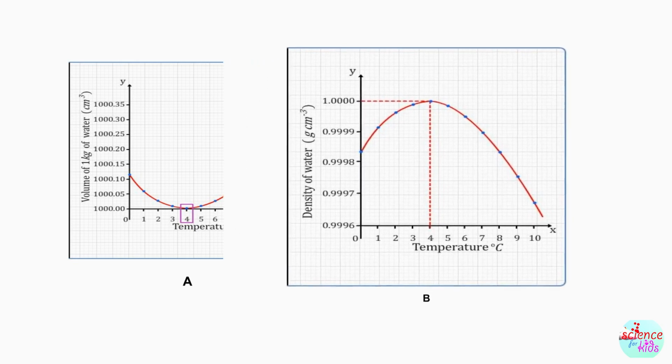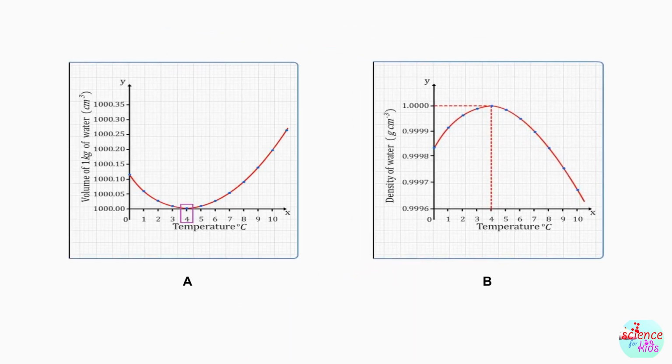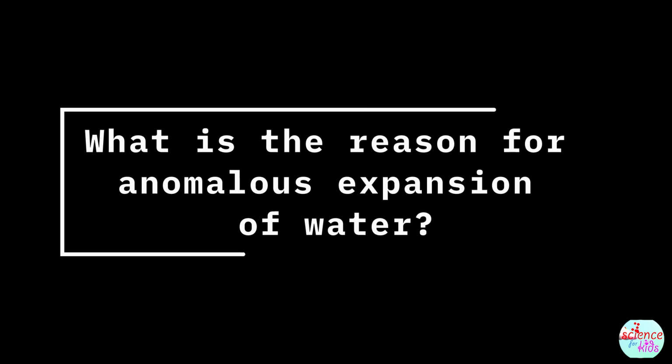Now let's look at graph B. The y-axis here shows the density of water and the x-axis shows the temperature. And as it reads, by decreasing the temperature, the density goes up and it becomes maximum at 4 degrees Celsius. Now the question is, what's the reason for anomalous expansion of water?